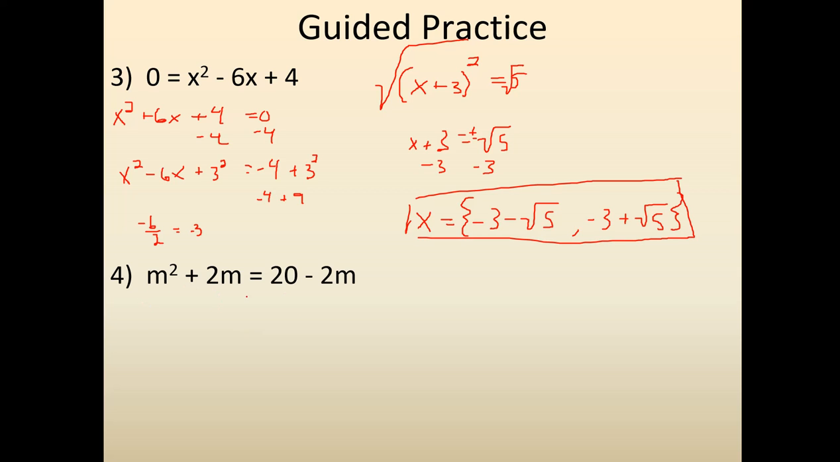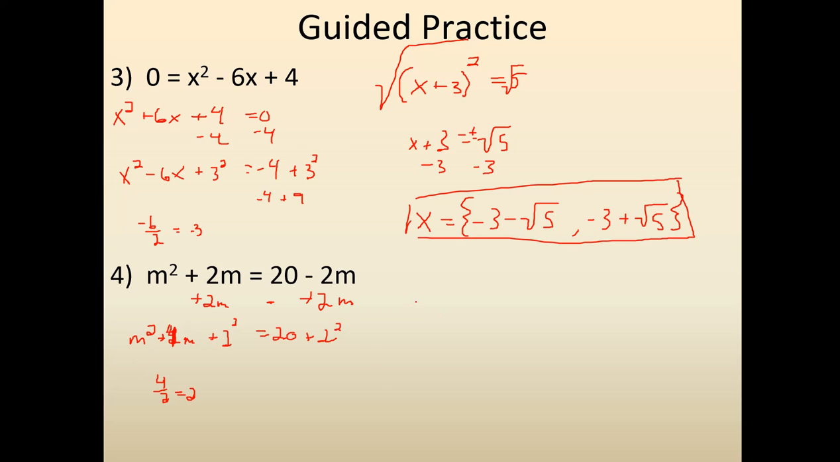Down here, we're going to want to write in standard form. So add 2m to both sides, subtract, actually I can leave the 20 there for now. So m squared plus 2m equals 20. Taking half of 2 is 1. Taking half of 4 is 2. So I'm going to add a 2 squared to both sides.